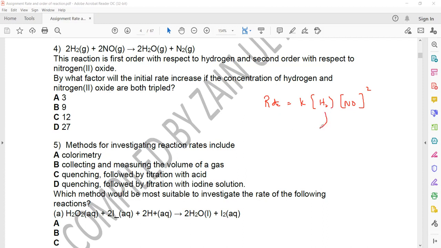So if we triple this concentration, because it is first order, the rate will triple. If we triple this concentration, the rate will increase by 9. So what is the total change in the rate? It will be 9 multiplied by 3, which equals 27. So the rate will increase 27 times. That's why D will be the right answer.